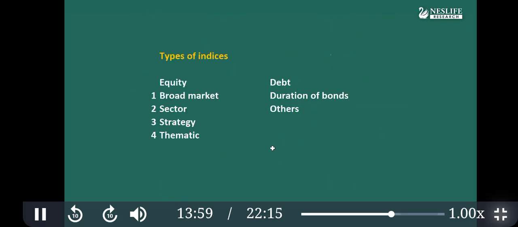So what are the types of indices? Okay, there are many indices, maybe 200 or 300. At least 200 indices are there. All are not important. So under the equity class, we have broad market index, sector index, strategy index, thematic index. Under debt, there are bond duration based indices, and maybe other indices like whether government or private bonds, and so on. Let's see how many indices there are.